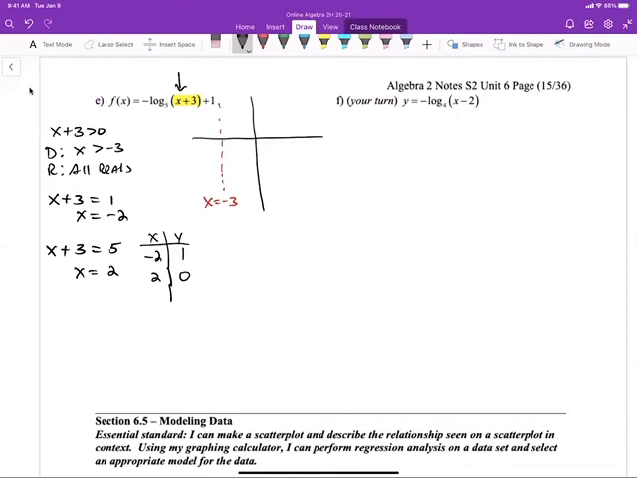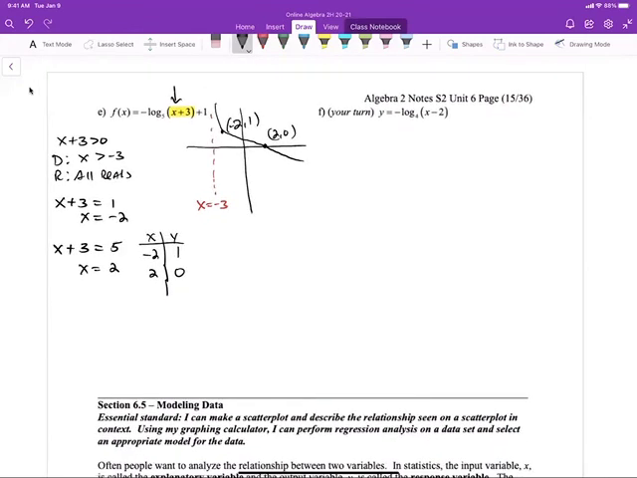Now I have my two convenient points that I'd like to plot, and I'll say this one was approximately -2 comma 1, and I'll say this one is 2 comma 0, and then I can put a smooth curve in there approaching that asymptote. Hopefully it's starting to make sense.